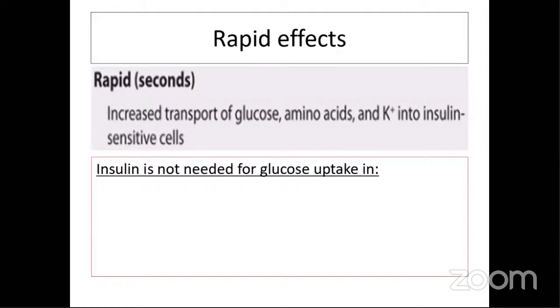So I've told you, rapid effect occurs within seconds, and insulin causes increased transport of glucose, amino acids, and potassium into insulin sensitive cells. So can you tell me which are the cells which don't require insulin for glucose uptake?